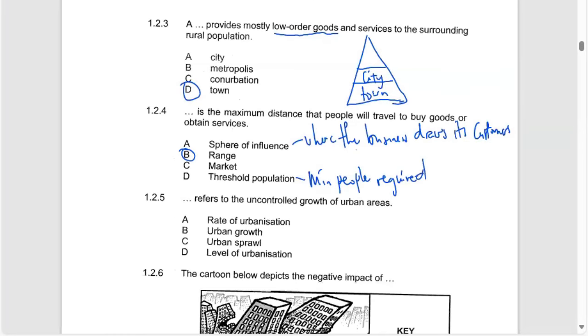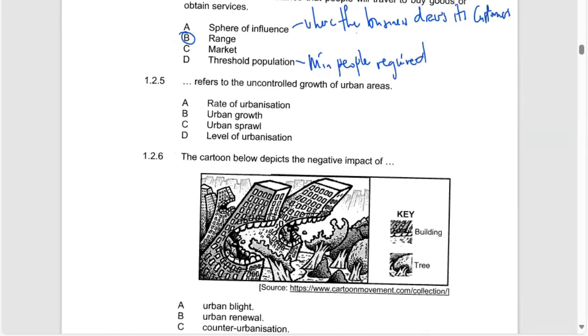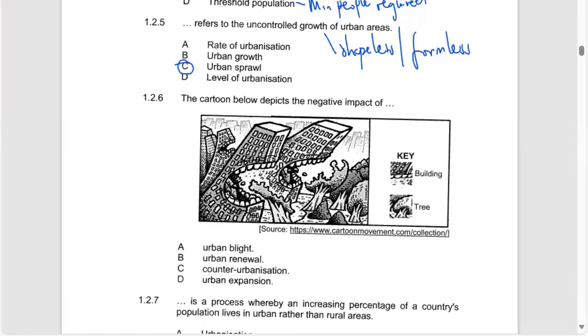Right, 1.2.5 dash refers to the uncontrolled growth of urban areas. Uncontrolled growth, in other words, is shapeless growth, or we can say it's formless, it does not have a specific format. The urban area just grows anyhow. That is what you call urban sprawl. If an urban area is sprawling, it is growing in an uncontrolled way.